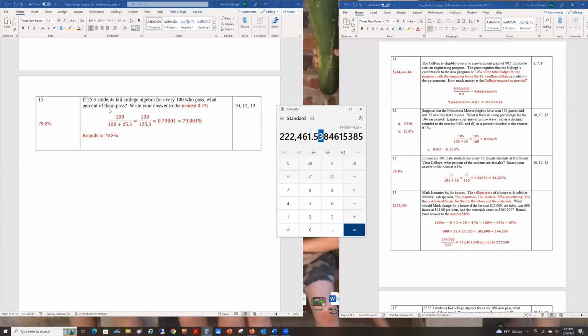So if you add 100 to 25.3, because you want to know what percent pass, so that's why the 100 goes on top. 100 divided by 125.3. Be sure you look at every number. Gives you that. I'm going to change that to a percent by multiplying by 100. And it's 79.808%. But it says rounded to the nearest 0.1%.